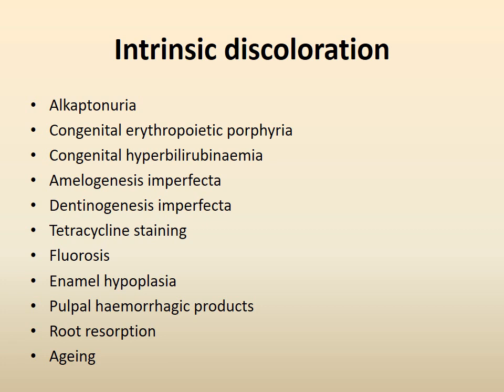These are the causes of intrinsic discoloration, which involve alkaptonuria, congenital erythropoietic porphyria, congenital hyperbilirubinemia, amelogenesis imperfecta, dentinogenesis imperfecta, tetracycline staining, fluorosis, enamel hypoplasia, pulpal hemorrhagic products, root resorption, and aging.